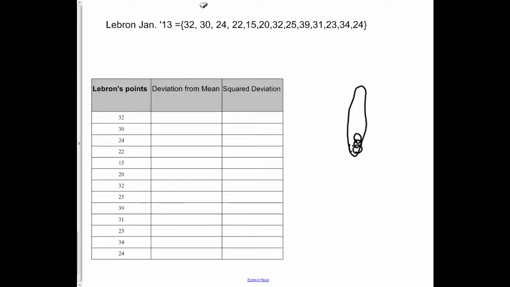So we're going to put all these data values into a set. So we have here LeBron's point output for the month of January. These are the 13 games he played in January, and this represents how many points he scored in each game.